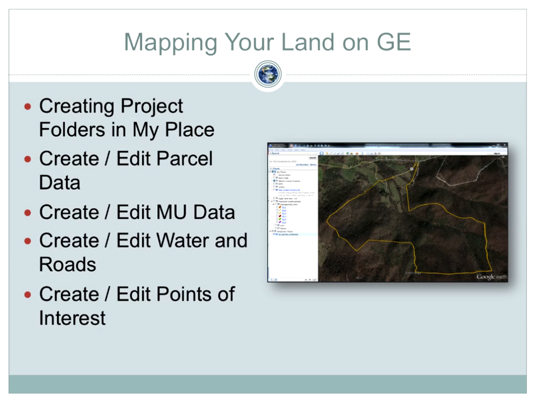Whiteboard. Okay. So what we looked at really quickly was creating the project and creating the folder in My Places. Next time we'll spend a little more time looking at how you can edit your parcel data, and then we'll actually create management unit data within the parcel. We'll take a look at creating and editing things such as water features and roads, and then other points of interest.